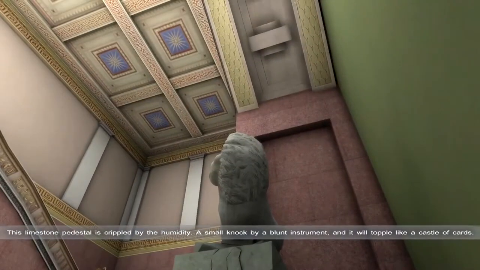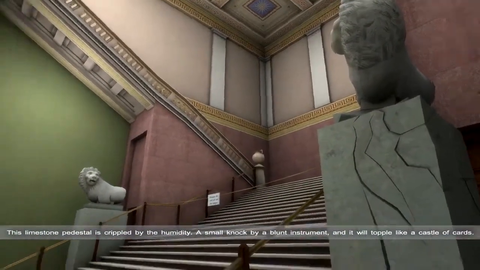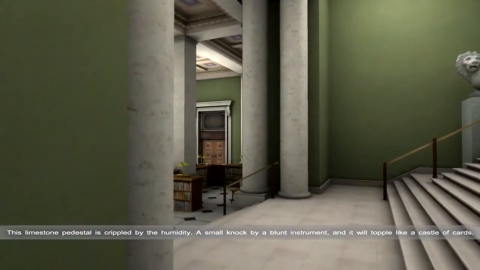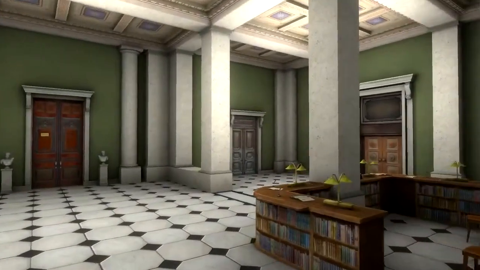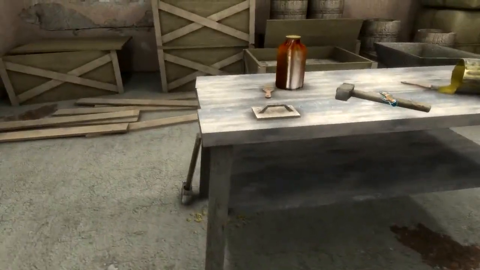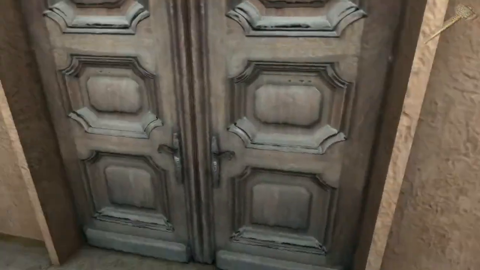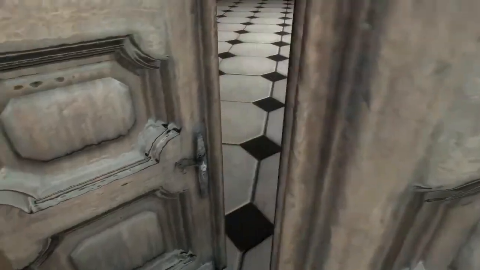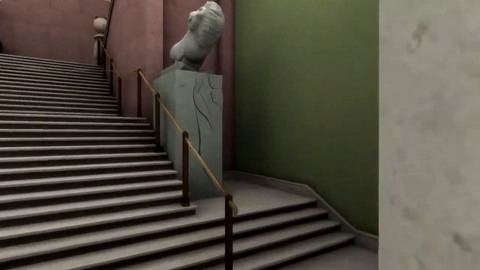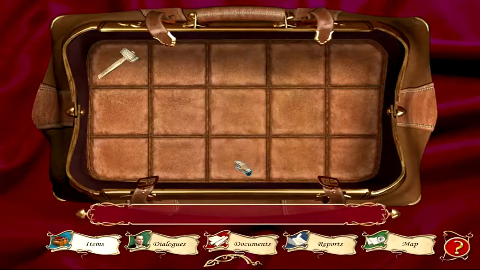This limestone pedestal is crippled by the humidity. A small knock by a blunt instrument, and it will topple like a castle of cards. Okay, oh look. We happen to know where a blunt instrument is. Okay, and I've run out of time here. So I'm going to knock this down and it's going to head to the next part.